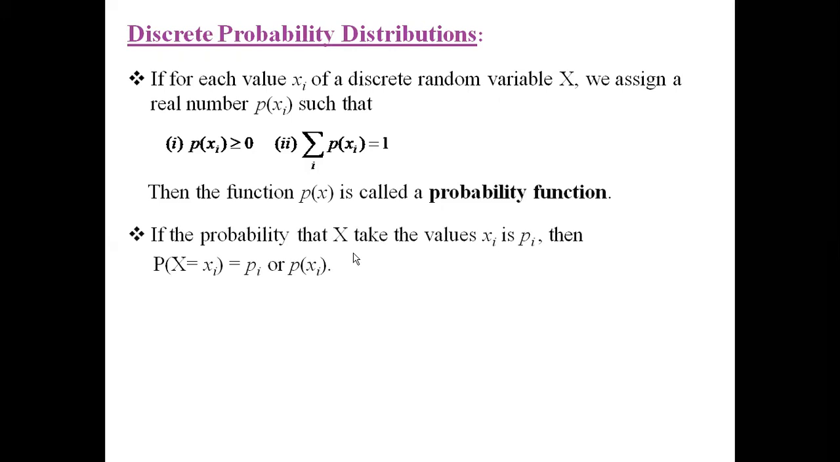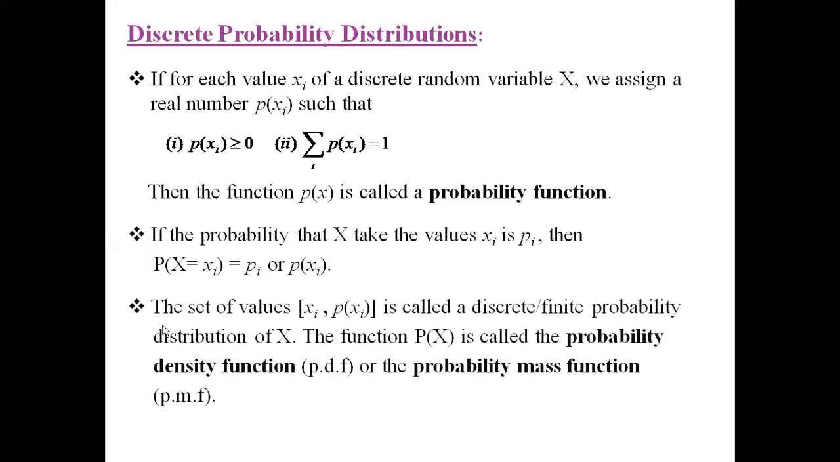If the probability that x takes the value xi is denoted by pi, then all these notations are one and the same. Probability is usually denoted by pi or p of xi, or probability of x taking the value xi. These are all different notations to say that we are finding the probability of a real value xi.